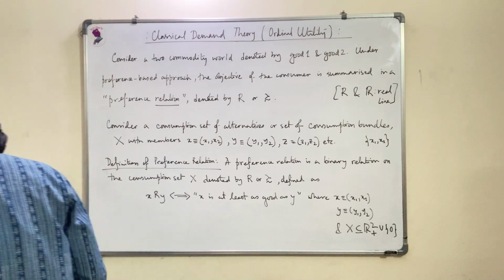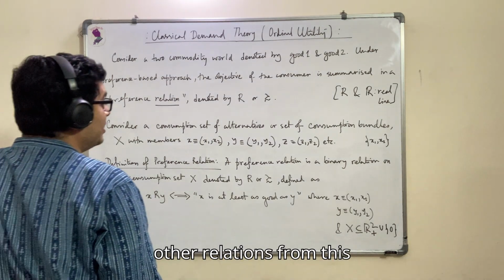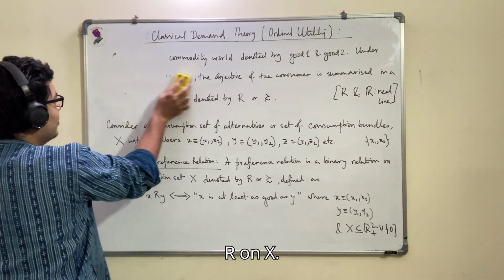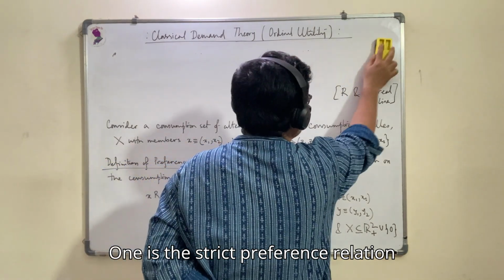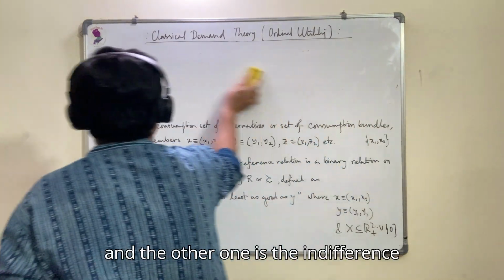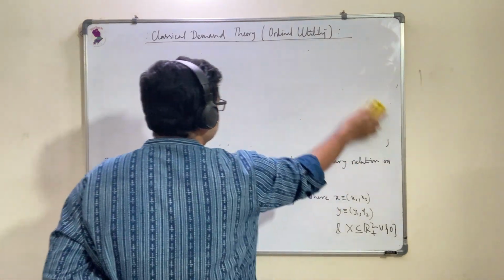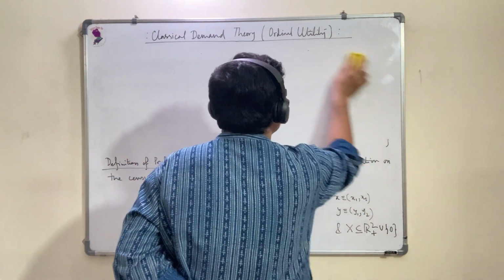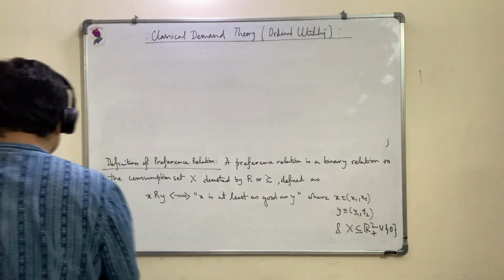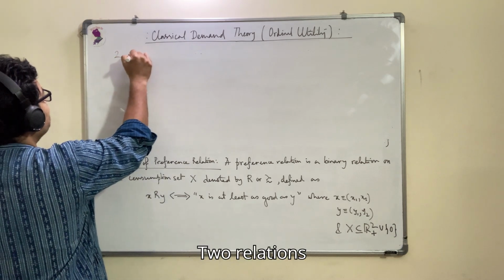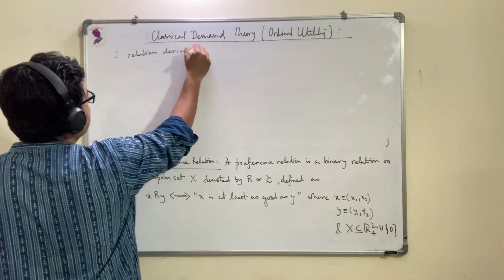All right. And in MSc, obviously, in PG, this also changes. Anyways, now we can derive two other relations from this R on X. One is the strict preference relation, and the other one is the indifference relation. Okay. Two relations derived from R.